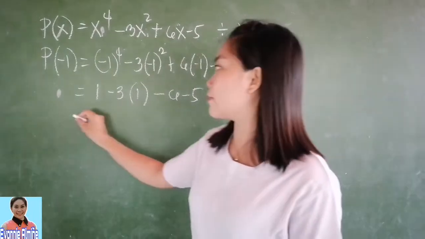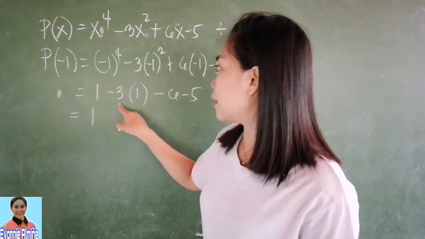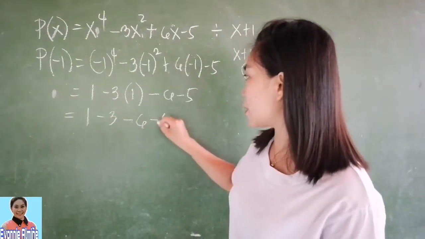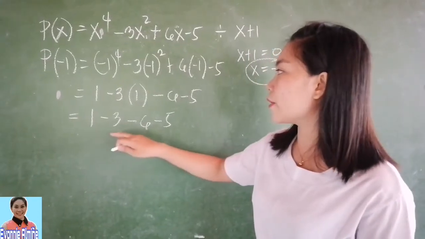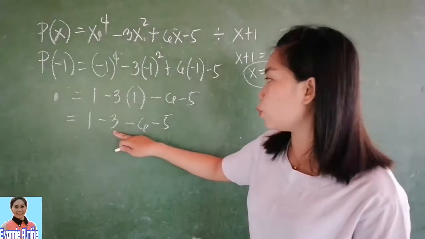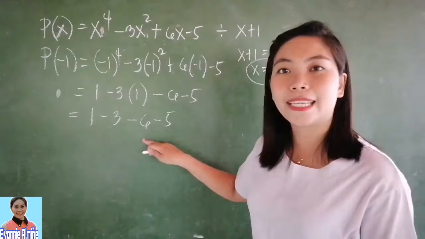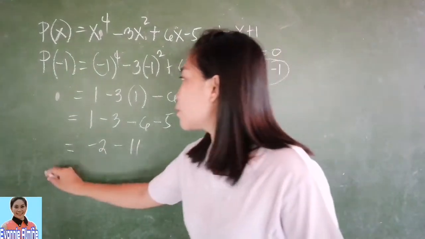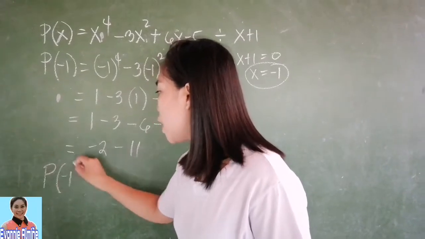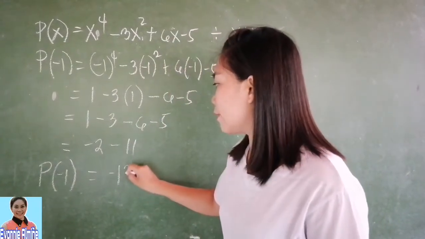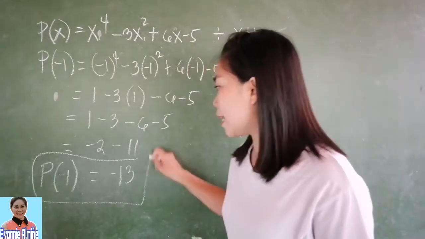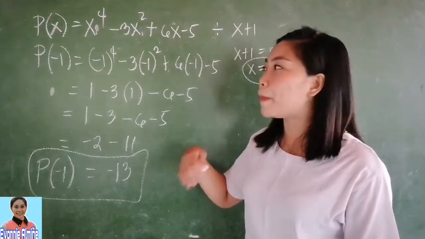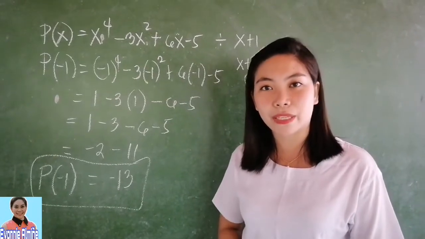Now, let us evaluate. So, 1, negative 3 multiplied by 1, you have negative 3. Minus 6 minus 5. So, 1 minus 3, you have negative 2. Minus 11. So, you have negative 2 minus 11. So, you have P of negative 1 is equal to negative 13. So, madali lang po makuha yung remainder ni polynomial equation kapag yung ginamit po natin is the remainder theorem.